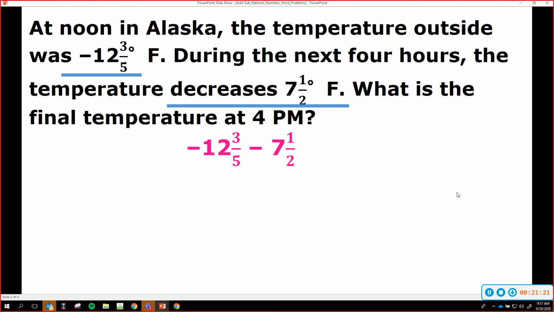They did the same thing. They chose to subtract it. If you want to add negative, you're more than welcome to. It doesn't matter. Your thought process is correct. Now what they did is they found their common denominators, just like we did.